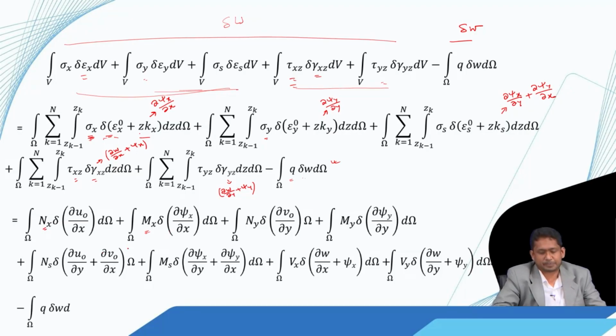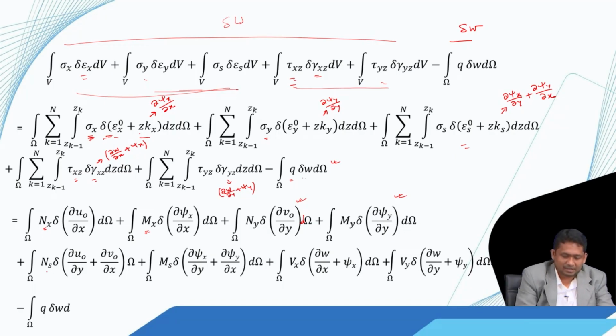So, we do not have the negative sign here. Similarly, we get here ny into variation of del v0 by del y integrated over the surface, and here we have my into variation of del psi y by del y integrated over the surface. From the third term we get ns into variation of del u0 by del y plus del v0 by del x integrated over the surface, and when we multiply sigma s into z we get ms.